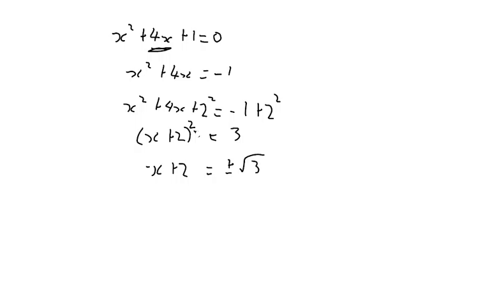Now we want x on its own, so x equals minus 2 plus or minus root 3. And that's our answer. Okay, so that's the process that we follow of completing the square.